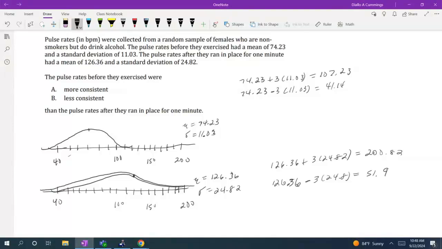And if we take a look at the curves, we can see that the pulse rates before they exercised seem to be more consistent. Just notice that the spread of the normal distribution is a lot smaller than the spread after they ran a minute in place. So here we have more consistency.